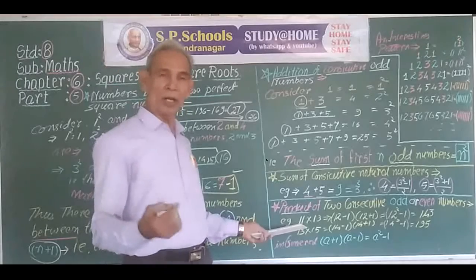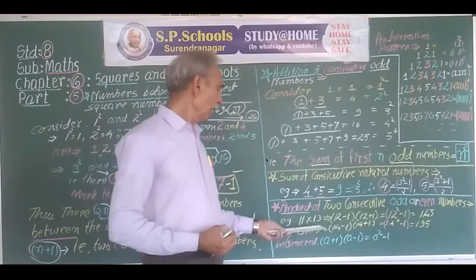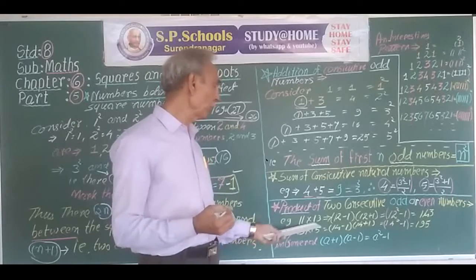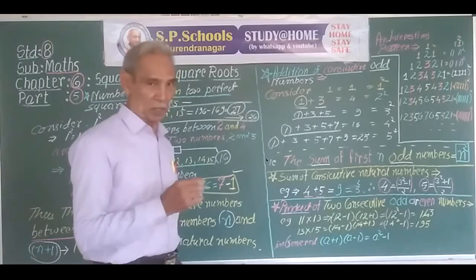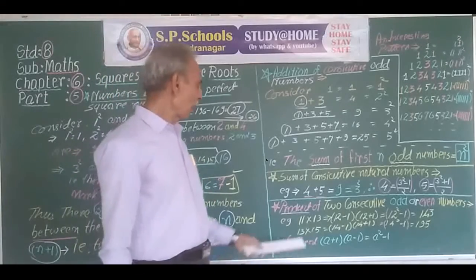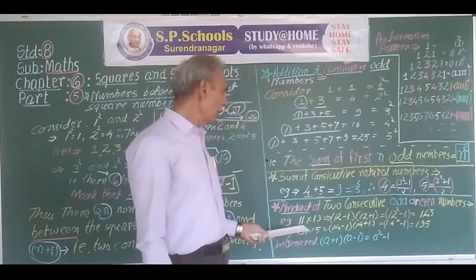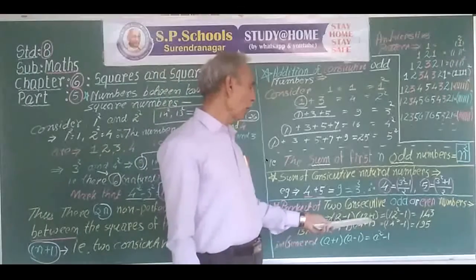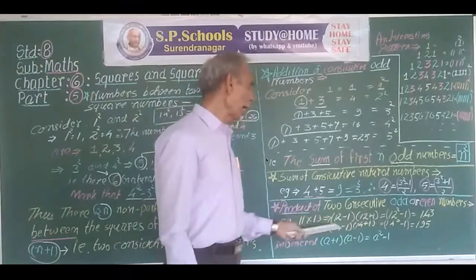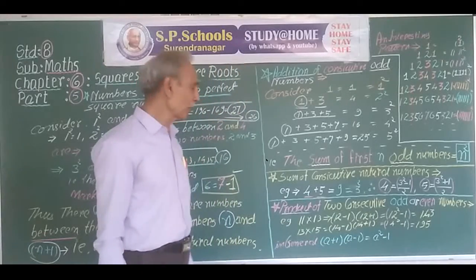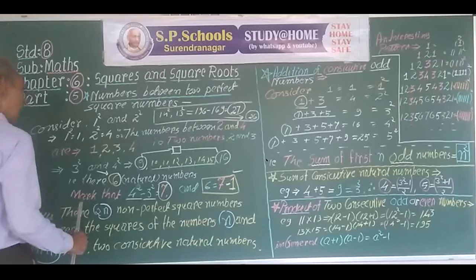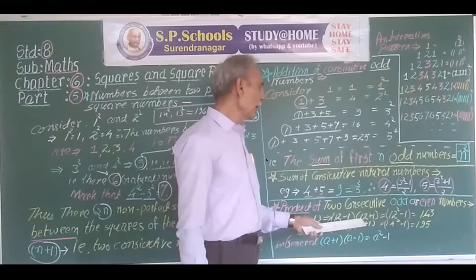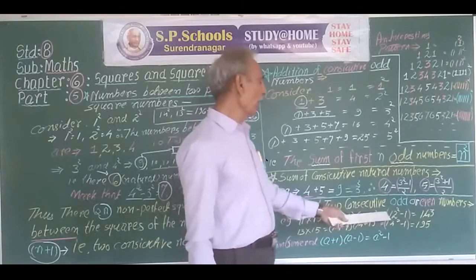11 is the smaller odd number, 13 is the bigger odd number, with the numbers in between: 11 odd, 12, 13 odd. Now the middle number is 12. So 11 is nothing but 12 minus 1, and 13 is nothing but 12 plus 1. The product of these two brackets, as per our algebra identity, a minus b multiplied by a plus b gives us a square minus b square.